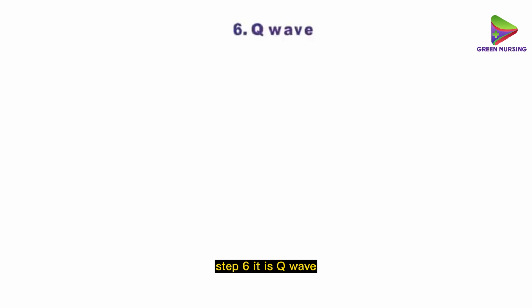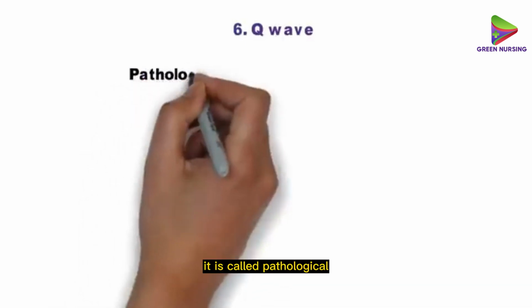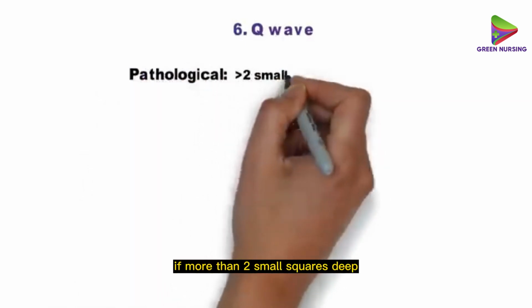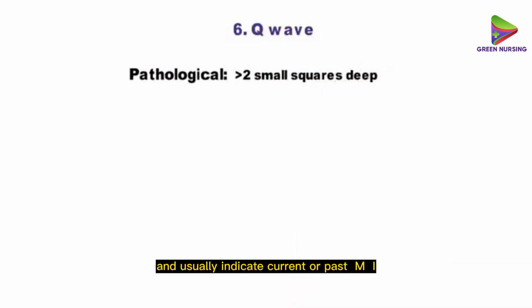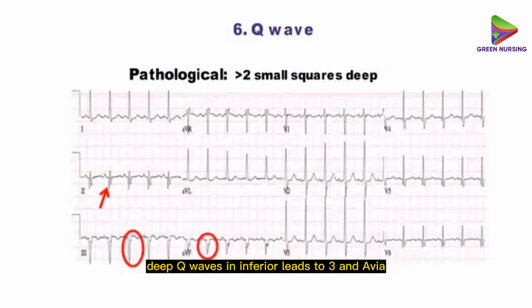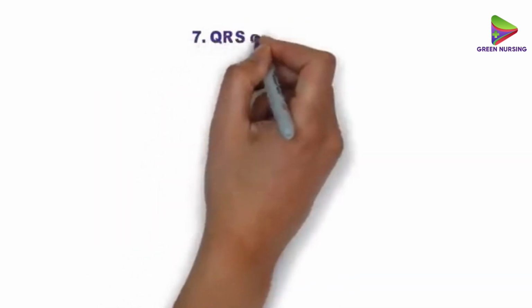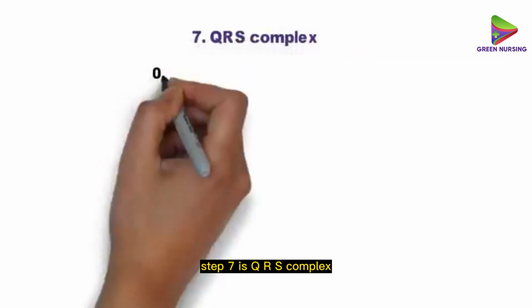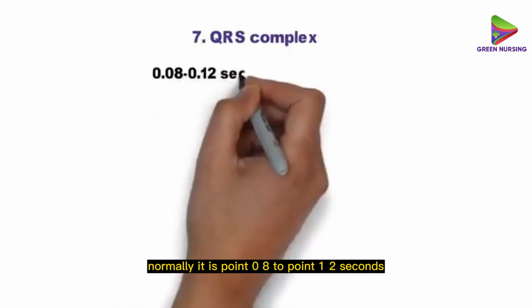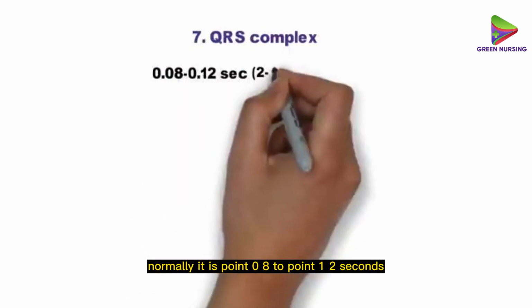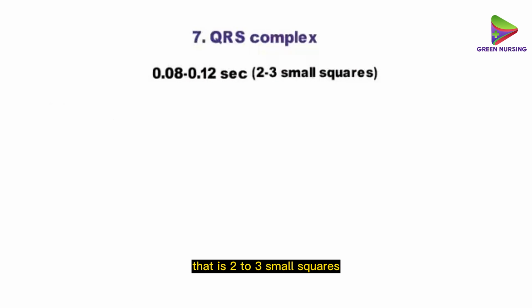Step 6 is Q wave. It is called pathological if more than 2 small squares deep, and usually indicates current or past MI. As you can see, there are deep Q waves in inferior leads 2, 3 and aVF. So this is the ECG of an old inferior wall MI. Step 7 is QRS complex. Normally it is 0.08 to 0.12 seconds, that is 2 to 3 small squares.